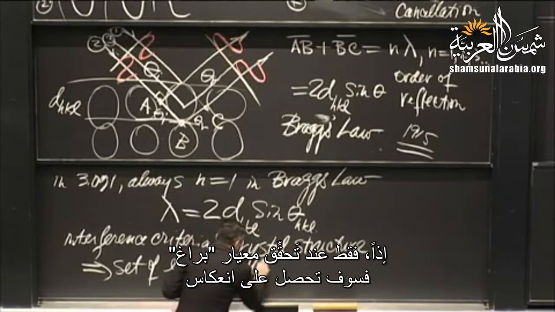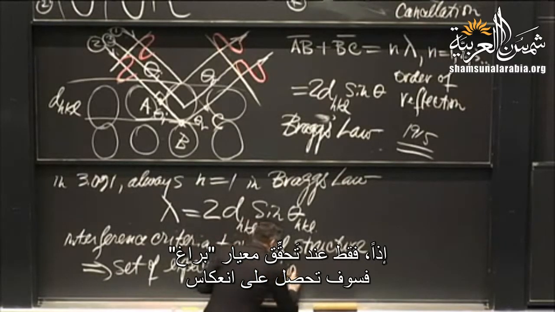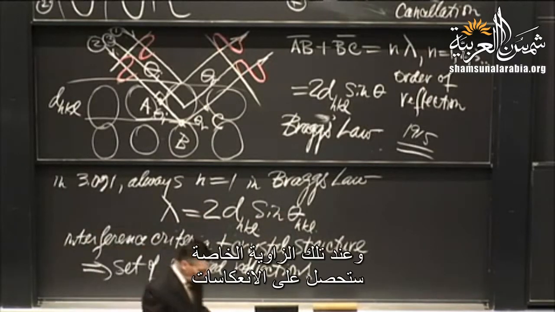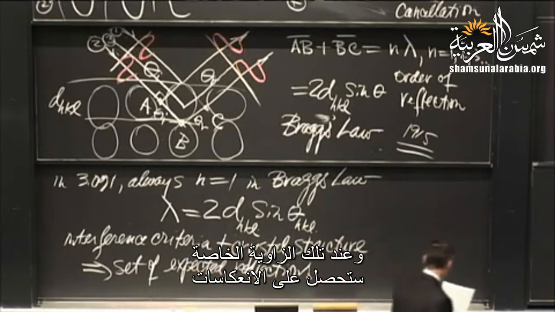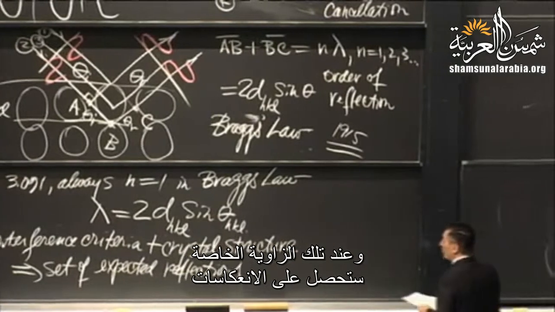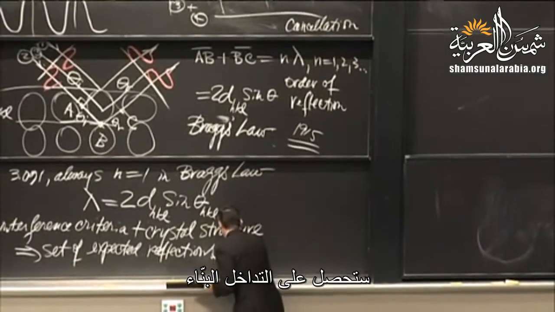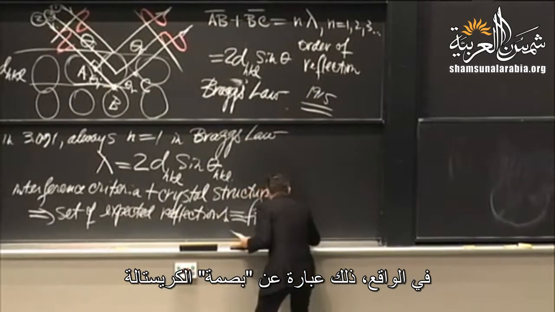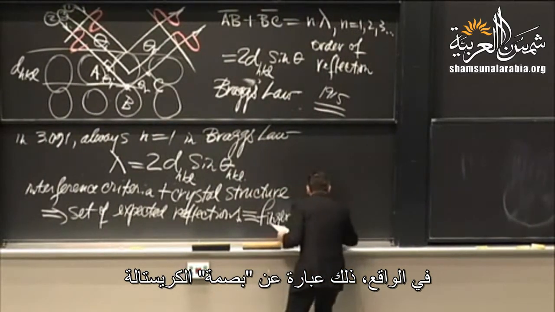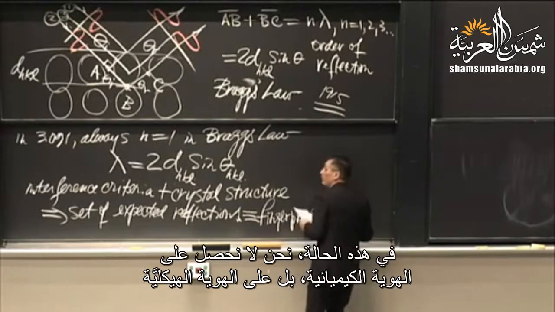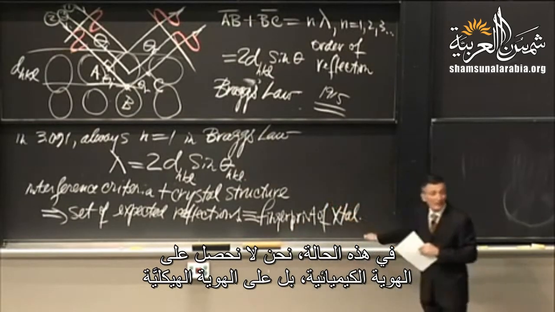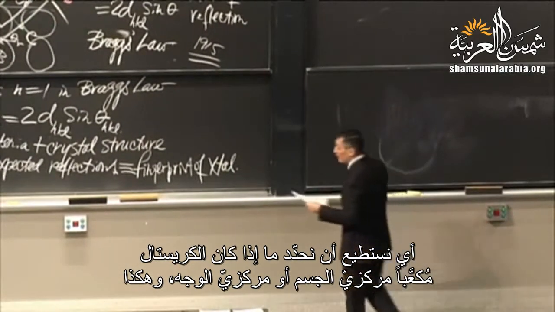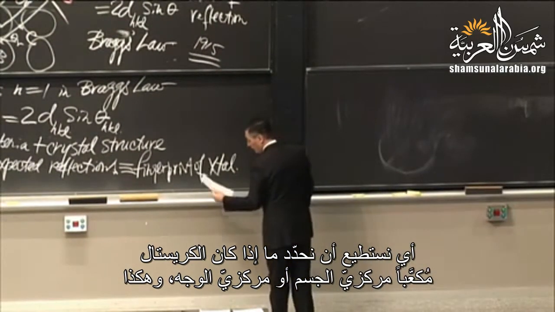So only when you satisfy the Bragg criterion do you get reflection. So you move the specimen, and only at that special angle will you get the reflections, will you get constructive interference. So this, in fact, is a fingerprint of the crystal. In this case, we're not getting the chemical identity, we're getting the structural identity. So we could determine if something is BCC, FCC, and so on.